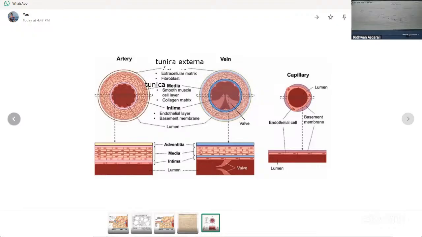So it'll contain elastic fibers and collagen. Now, why would you want that layer to be elastic, especially in the arteries?